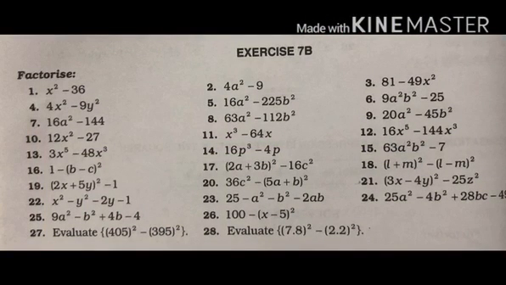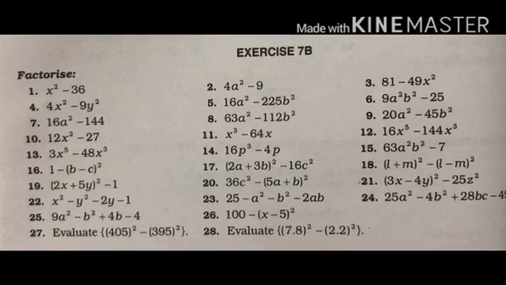Now the exercise 7b, these are all based on one identity, that is a square minus b square. So I start with question number 3, 81 minus 49x square. We know that 81 and 49 both are squaring numbers. So we write it like this, 9 square minus (7x) whole square. By using the identity a square minus b square is equal to (a plus b)(a minus b), we write (9 minus 7x) and in the second bracket (9 plus 7x).